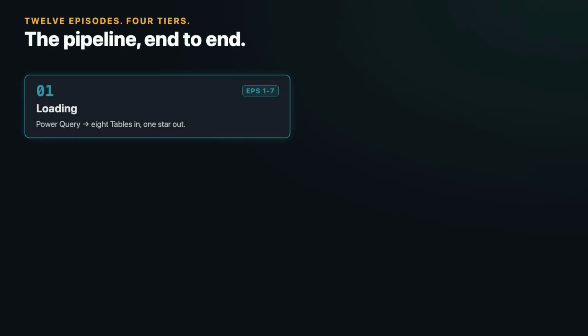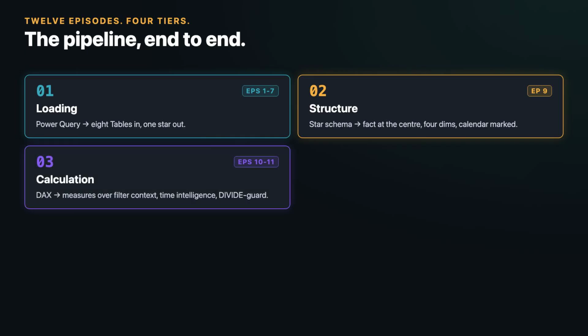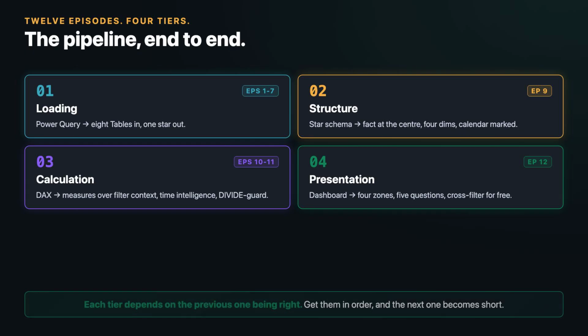What we shipped this episode. A real board pack on one page. 4 KPIs, 4 charts, 1 slicer, cross-filter wired across all of it. And the bigger recap. 12 episodes from CSV to dashboard. 6 on Excel, 6 on Power BI.